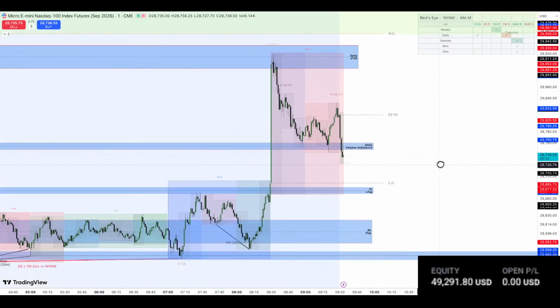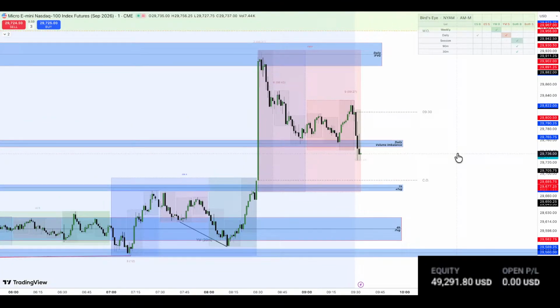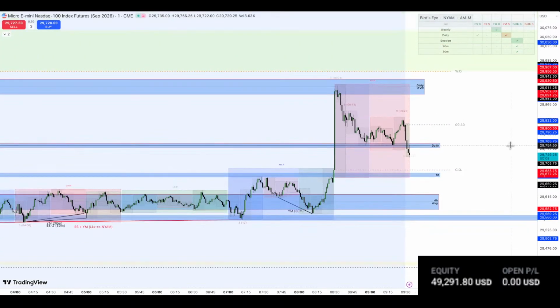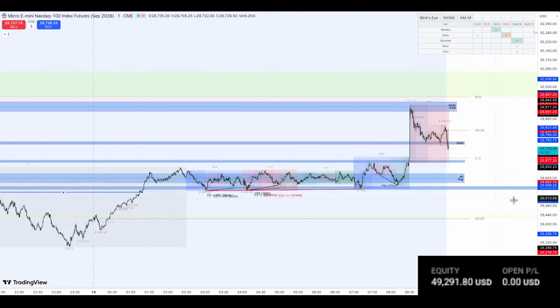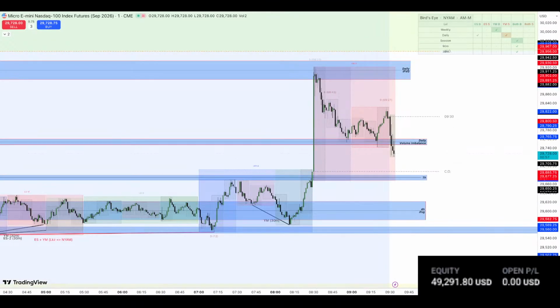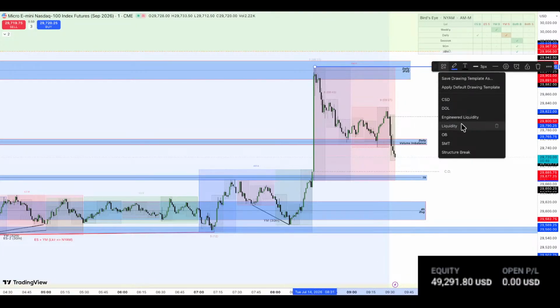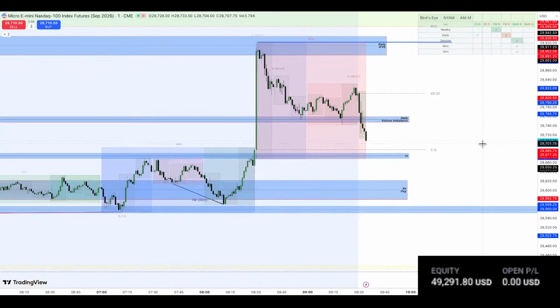After the CPI news release, it tapped this daily inversion fair value gap. It respected it and then went lower, pulled back. So that means we are in a continuation. My daily objective right now is that this is my drawn liquidity right here, the high of the manipulation, the AM manipulation. Yeah, that's my drawn liquidity.